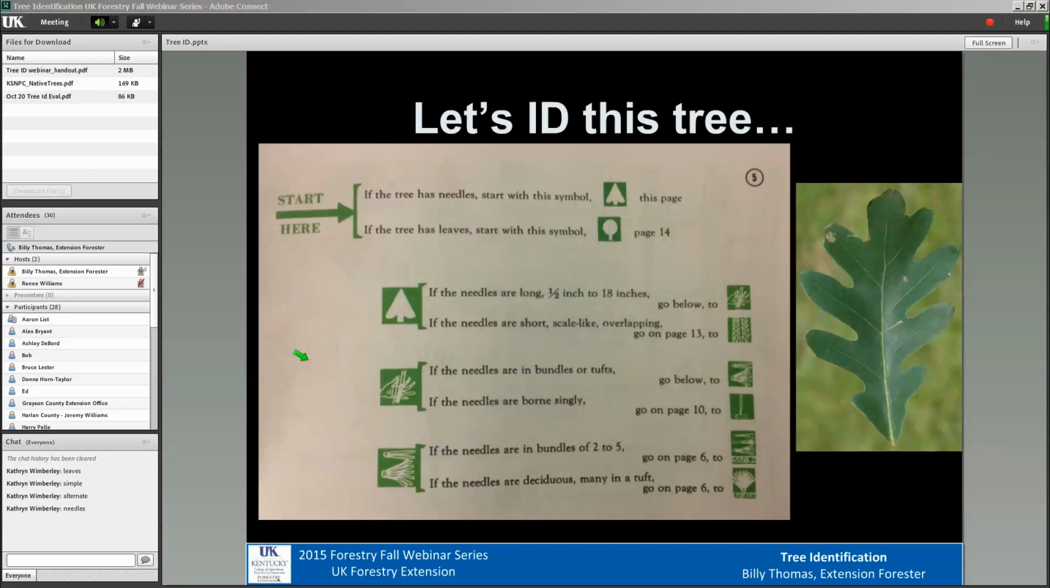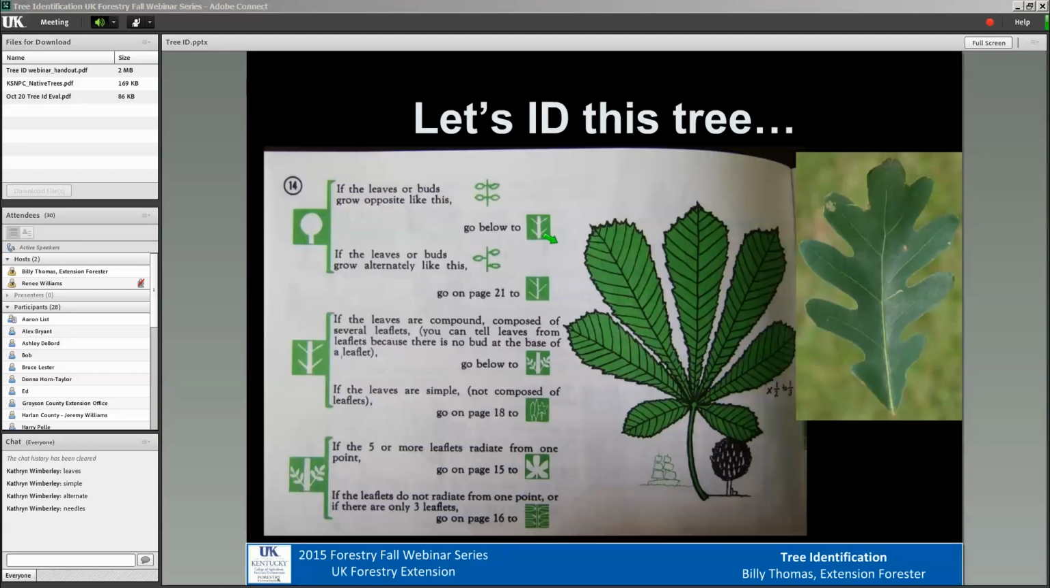Now, we talked about what this one was already, but let's work our way through it to see if we can continue the process. So again, we always start at the top, needles or leaves. I think we'll all agree that we have leaves here, so we're going to go on to page 14. And we're back here at this symbol. And then you're just going to have to take my word for it that this leaf grows alternate. And so that's going to send us on to page 21, and we're looking for this symbol right here that shows the alternate branching.